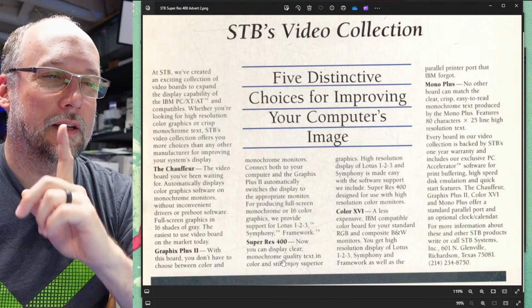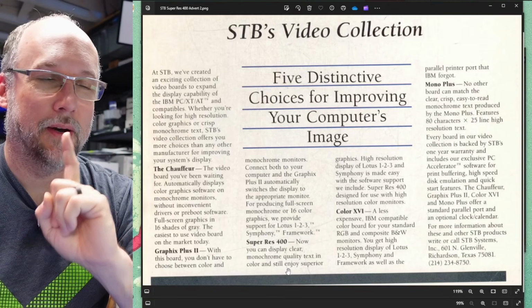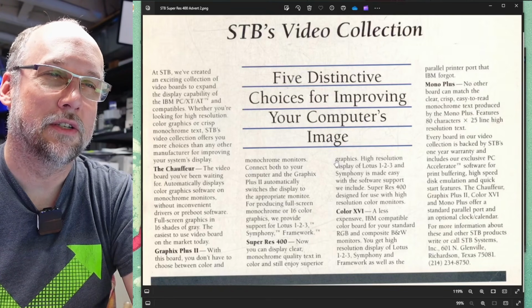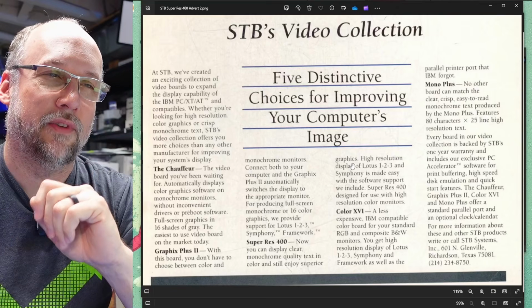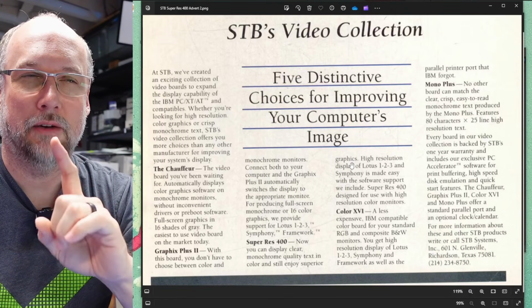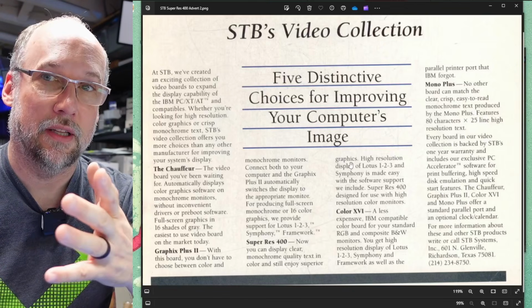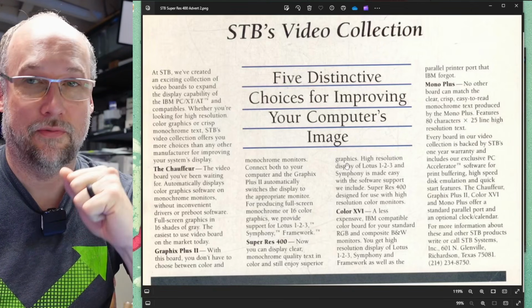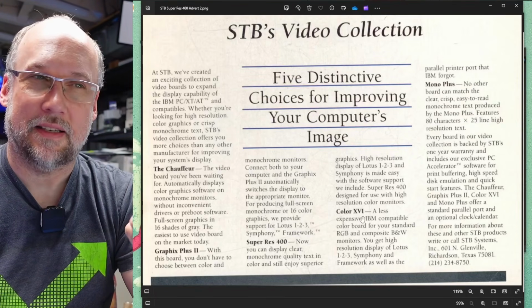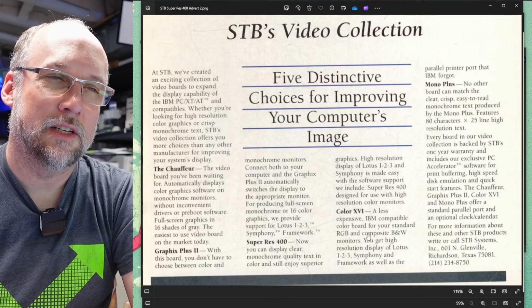This card can display clear monochrome quality text, but on color screens, and enjoy superior graphics. High resolution display of Lotus 123 Symphony's made easy with software support. The Super Res 400 is designed to be used with high resolution color monitors, specifically monitors that support the 640 by 400 standard.